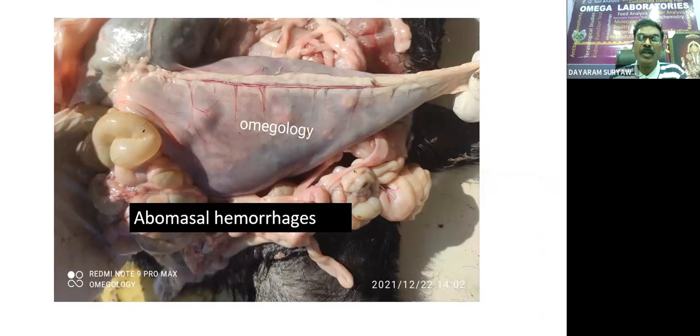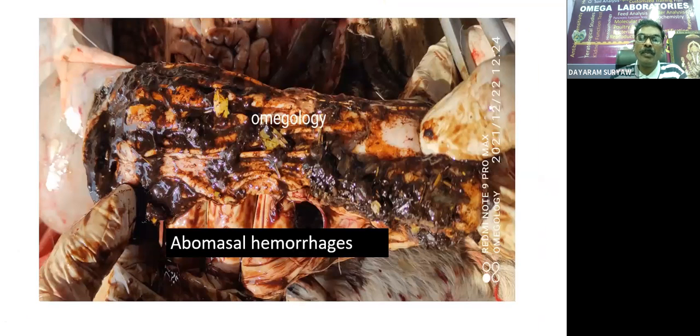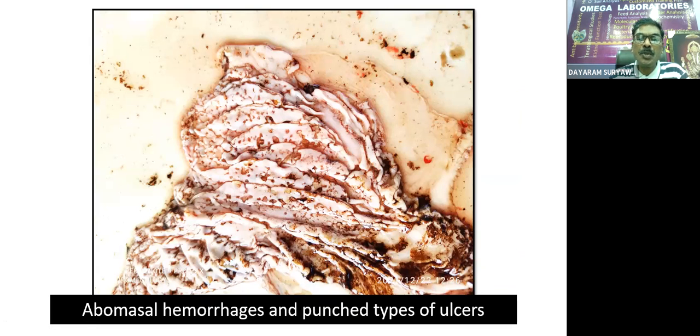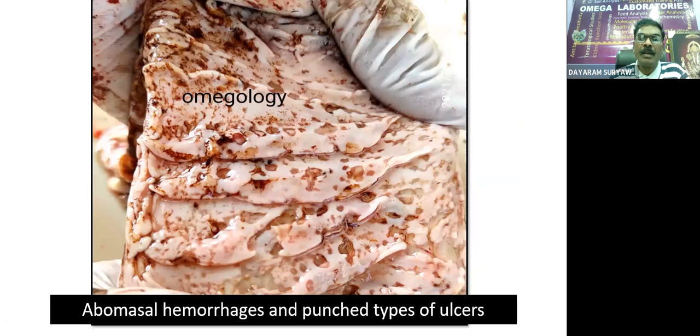Then abomasal hemorrhages, internal hemorrhages can be observed. If we see the abomasum from outside, we can see a blackish or tarry colored material in the lumen of the abomasum. And if we open the same abomasum, we will get a lot of dark chocolate colored material in it. And extensive, deep, punch type ulceration can be observed in the folds of the abomasum.